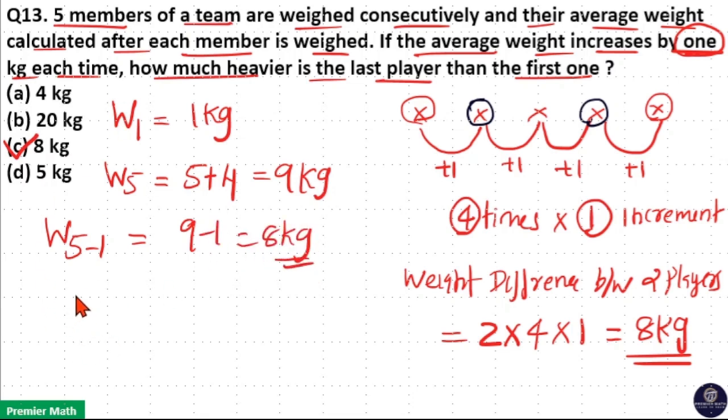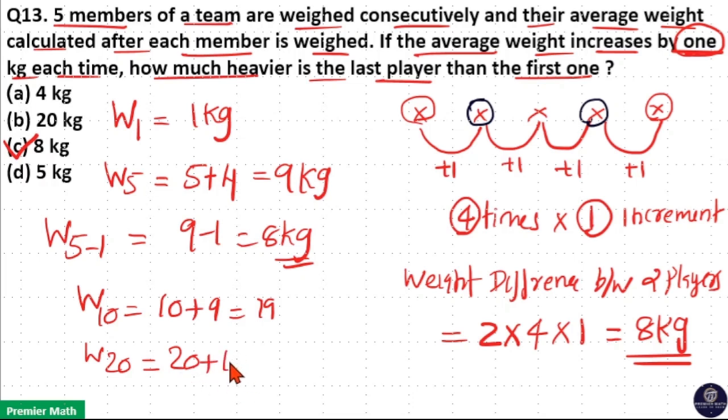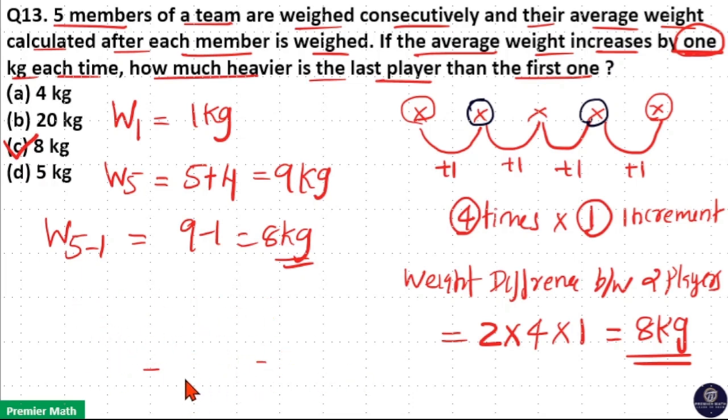This way you can calculate the weight of the 10th person as 10 plus 10 minus 1, 9, 19 kilogram. The weight of the 20th person is 20 plus 20 minus 1, 19, that is 39 kilogram. So this will go on, because there is a unit increment. If you have a doubt, let us consider the weight of the first person as 1 kilogram.